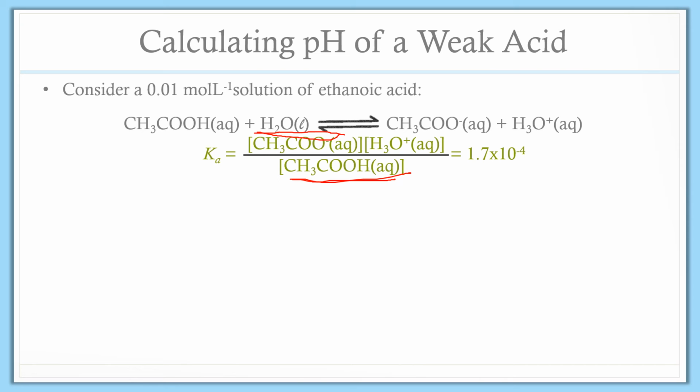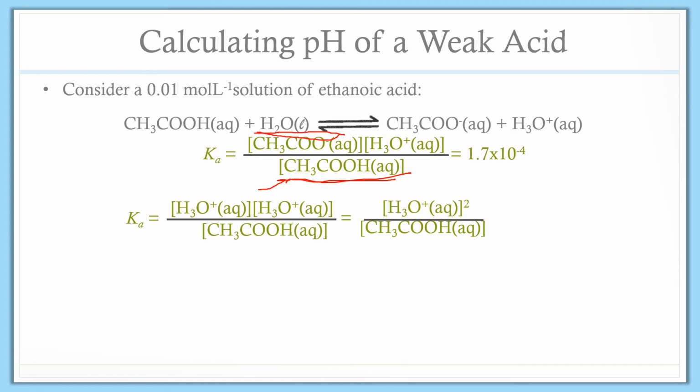The only one of these we know right now is that one, and we kind of know the other two, but I'll get to that. Using our previous assumption, we say that the concentration of the conjugate base and the concentration of H3O plus are equal. So we get H3O plus concentration times H3O plus concentration over CH3COOH, which simplifies to H3O plus squared over CH3COOH. Now we're getting somewhere. Plug in our known Ka value: 1.7 times 10 to the negative fourth equals the concentration of hydronium squared over 0.01, which comes from here.